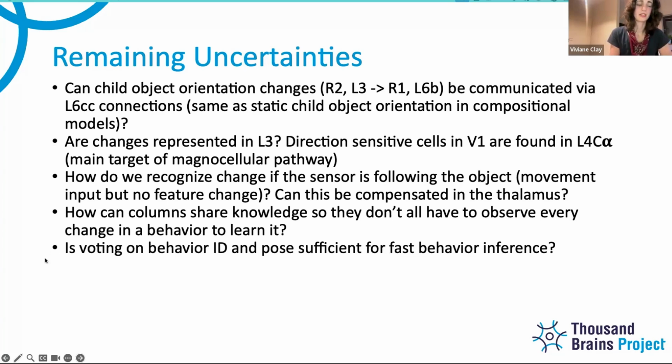Another one, and this is now for inference of behaviors, is whether voting on behavior ID and pose is sufficient for fast behavior inference, or if we need some stronger mechanism actually communicating movements between neighboring columns that are being detected. Because behaviors can happen quite quickly, and if you're just voting on their ID, you're not sharing a lot of information between columns to detect the behavior. But maybe it is sufficient.